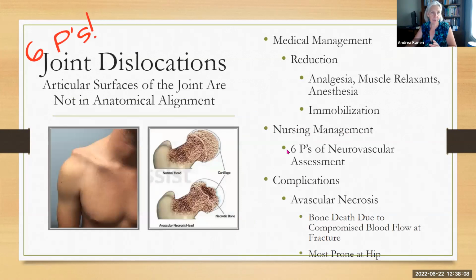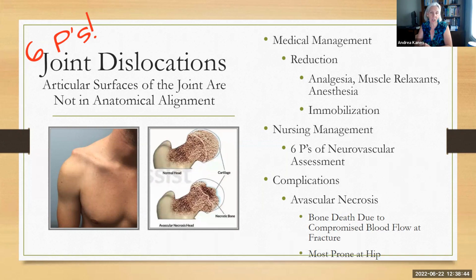All right. Joints also get dislocated. So now things are no longer lined up the way they should be. Painful for sure. So we're going to do analgesia of some description. Immobilize it to prevent further damage. Muscle relaxants can be helpful. And then again, your assessment, those six P's. So remember those and what can go wrong.